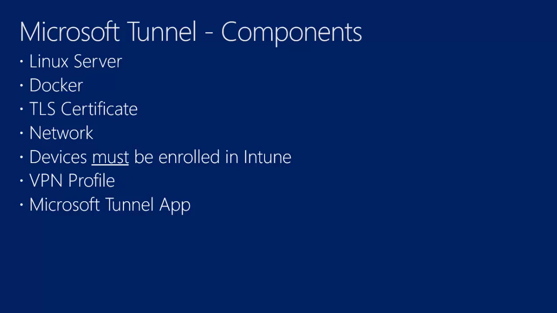Also, you will need a VPN profile, sorry, I skipped ahead. Again, the device must be enrolled in Intune in order for it to be able to use the tunnel gateway. In order to enable the device to try to use the tunnel gateway, you'll need to configure a VPN profile and specify in that profile to use the Microsoft Tunnel as the VPN, and I'll show that to you. And then finally, for the device to establish the connection, you'll need the Microsoft Tunnel app deployed to the device, and I will show that to you as well.